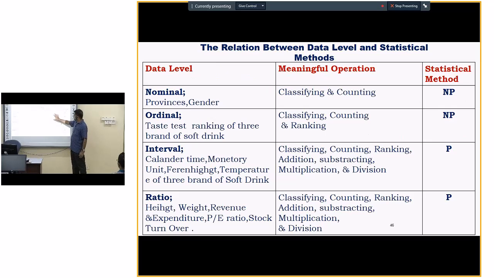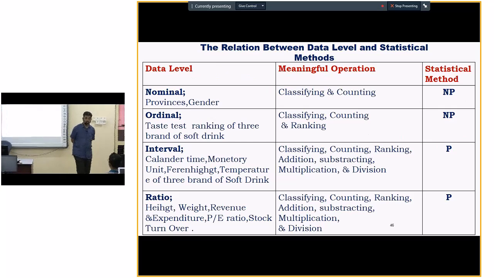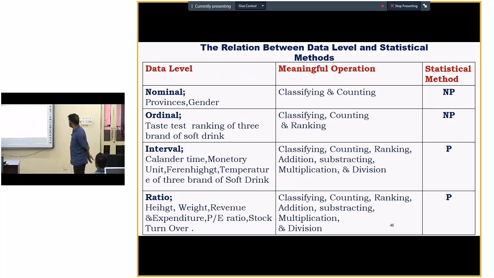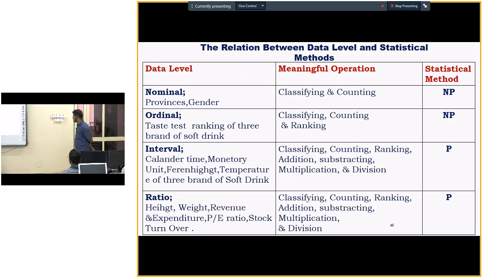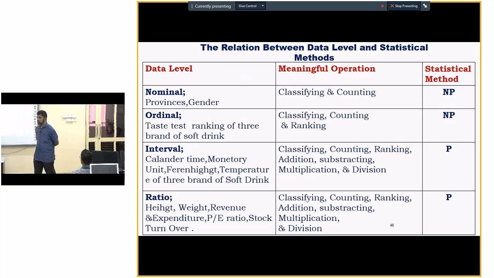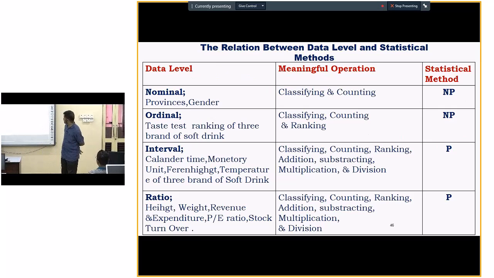Then, yes, NP means non-parametric test. You can apply non-parametric tests for nominal and ordinal data, and parametric tests for interval and ratio data. Also, for quantitative level data you can make any kind of mathematical operation: classifying, counting, ranking, addition, subtraction, multiplication and division. But you cannot get a ratio here, but here you can get a ratio. That is the difference between these two, right?